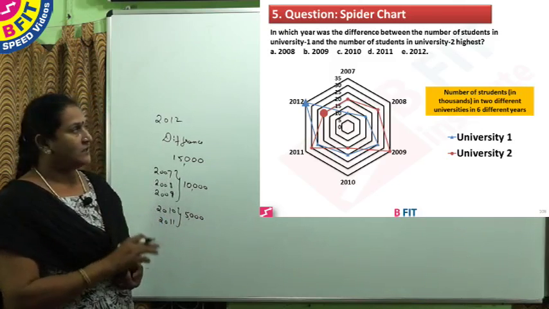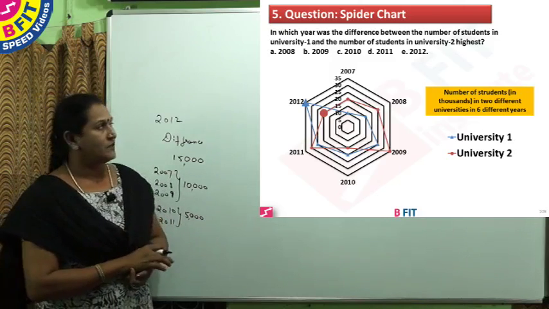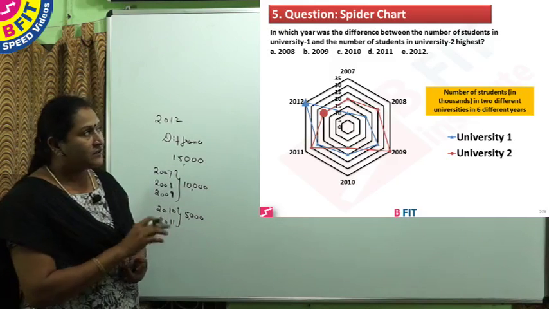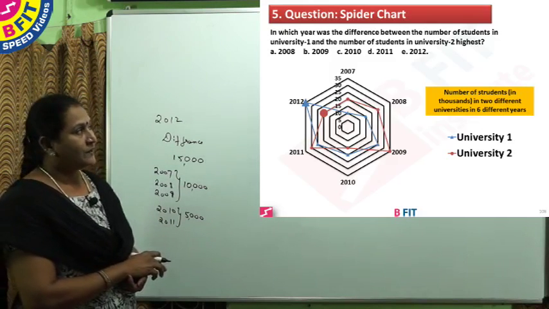And what is the option? It is option E. Option E is 2012. So in this year, the difference in the number of students was the highest.